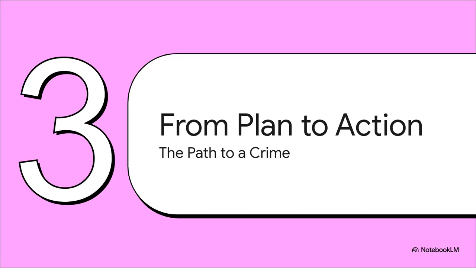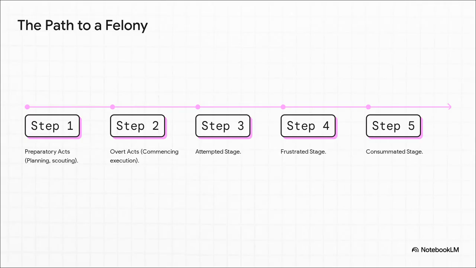Okay, so we've got our blueprint, mens rea, and we've got our foundation, actus reus. So now for Section 3, let's actually watch the construction process. Let's see the journey from a simple idea to a fully finished crime. A crime doesn't just pop into existence. It follows a path, a timeline. It usually starts with what we call preparatory acts. Buying a weapon, scouting a location.